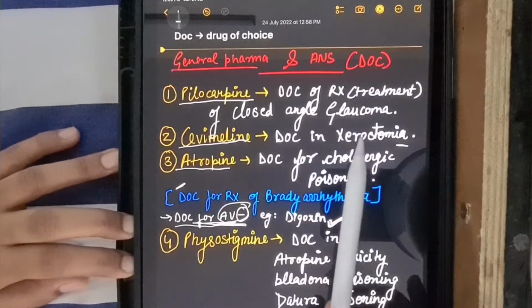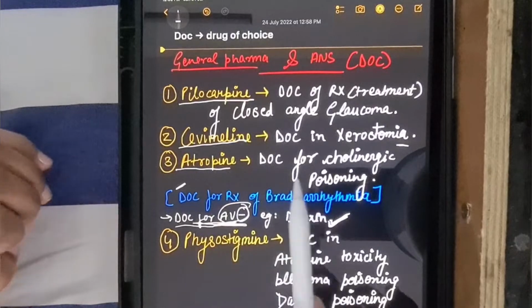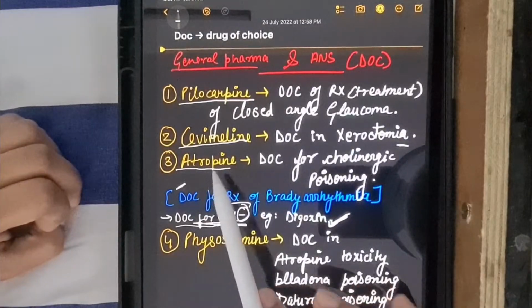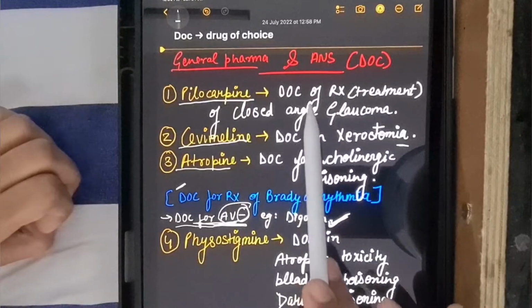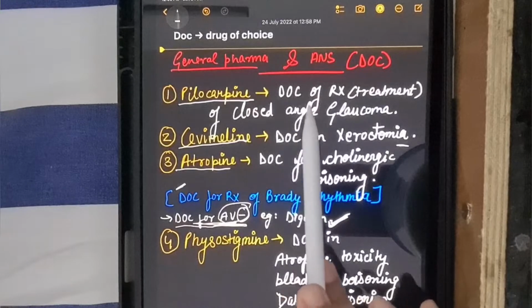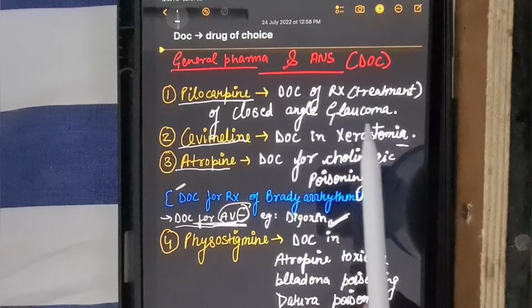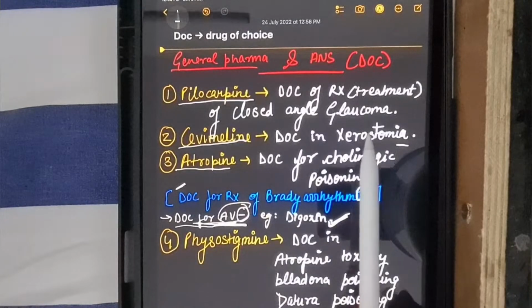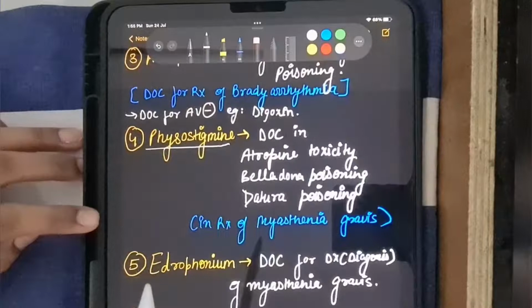Remember one thing: atropine is a drug of choice for cholinergic poisoning, but pilocarpine is a drug of choice for treatment. So focus on whether it is directly a drug of choice for the disease, or a drug of choice for the treatment of the disease. These are two different things, so be careful in this. So let's move on to physostigmine.